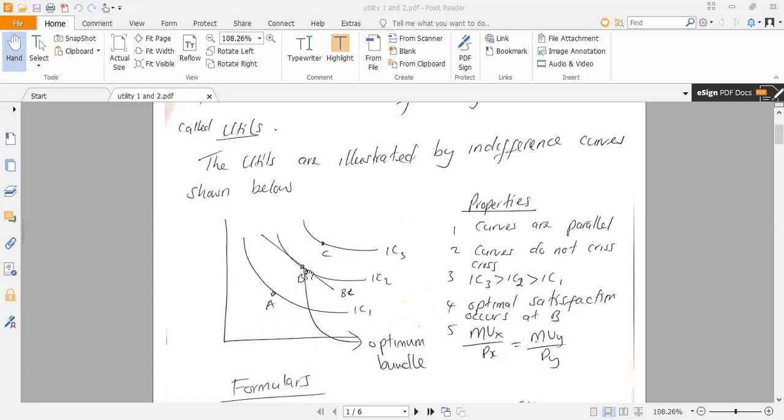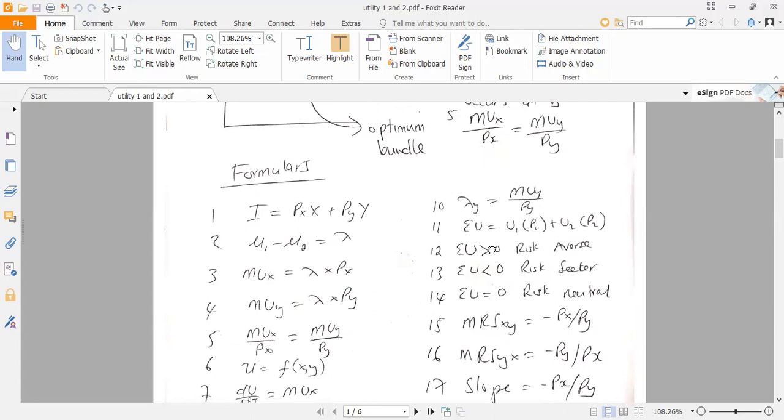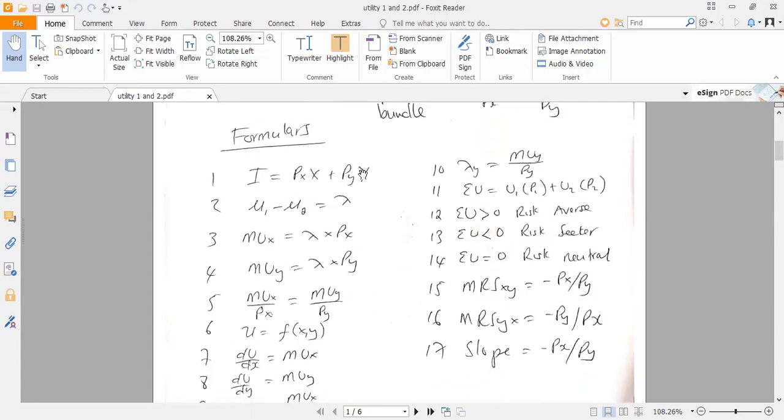So this is how indifference curves look like. They are convex to the origin. So we're going to concentrate on the following formulas. There's what we call the budget line formula, which is given by income is equal to price of good X times X plus the price of good Y times Y.